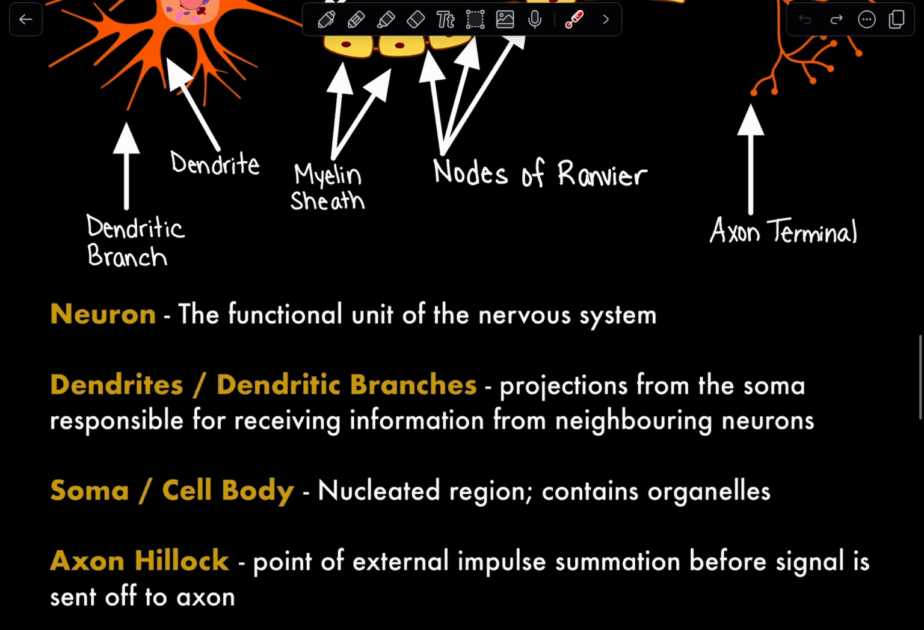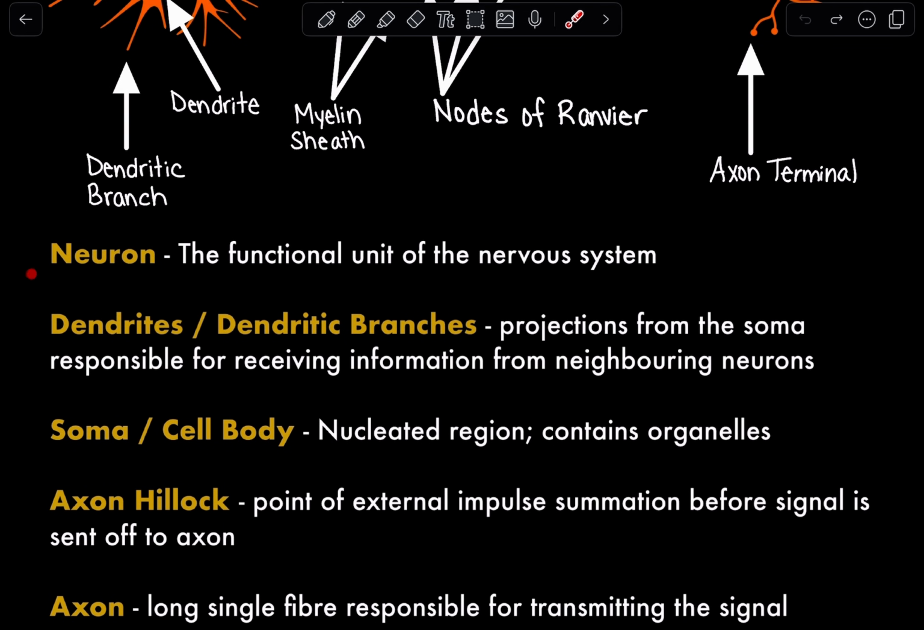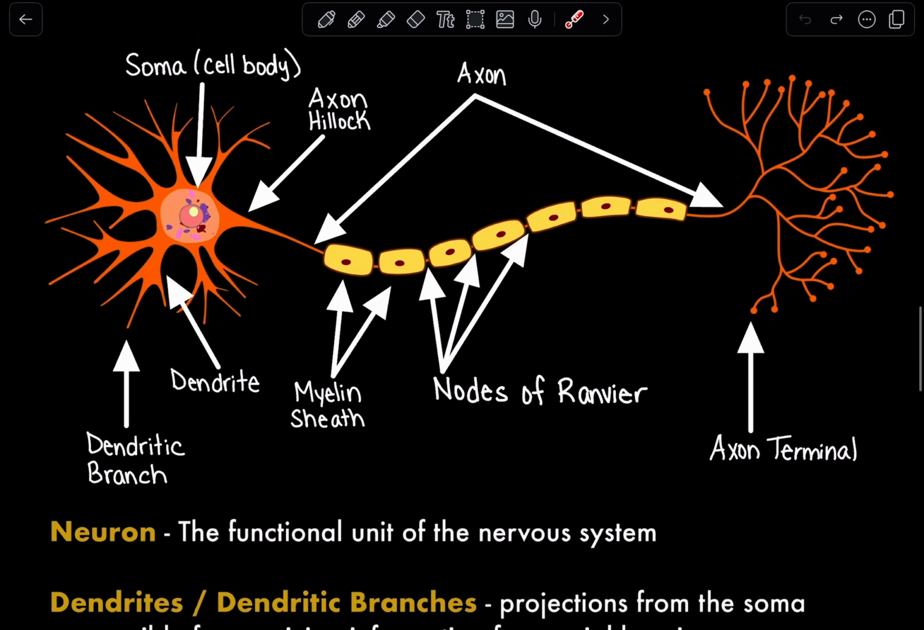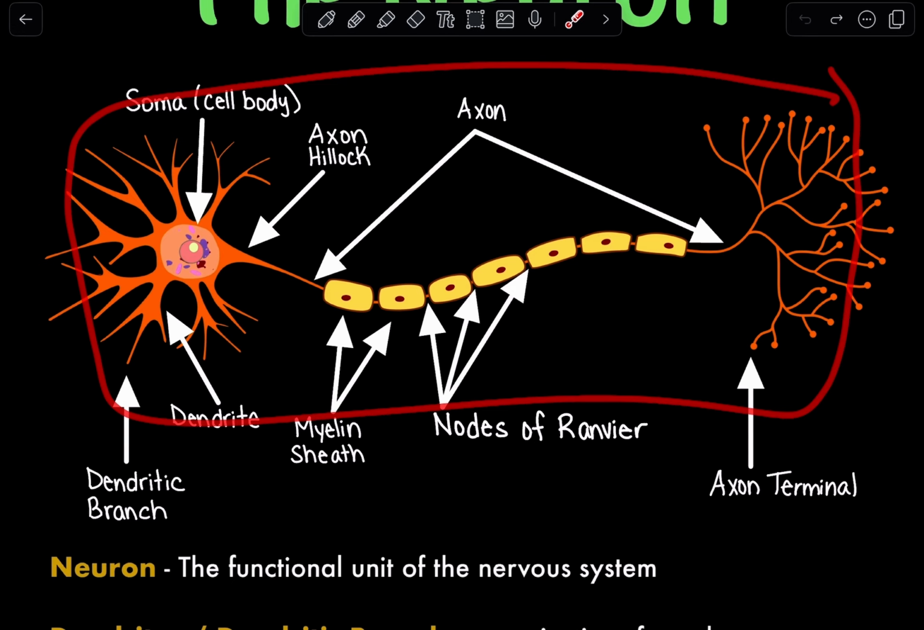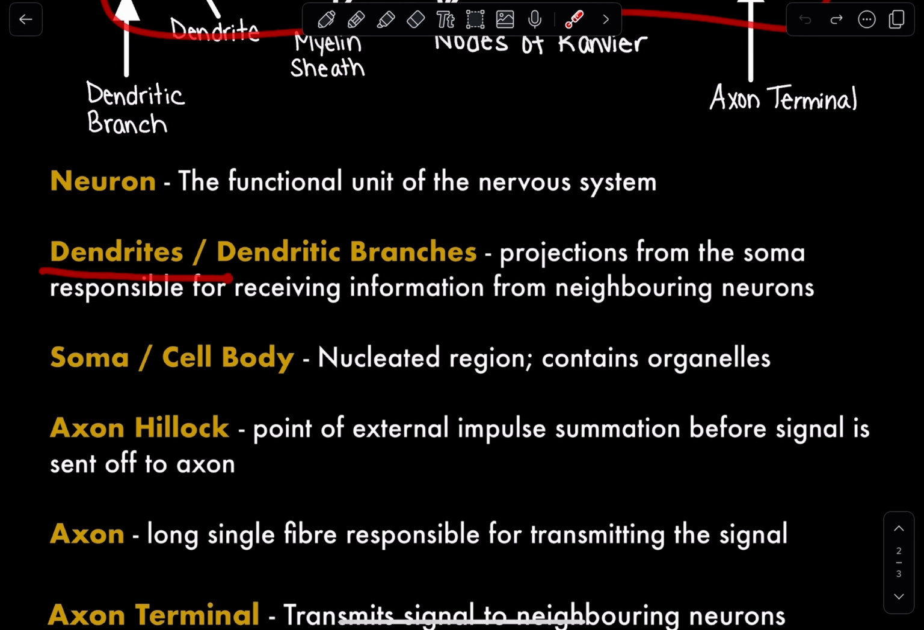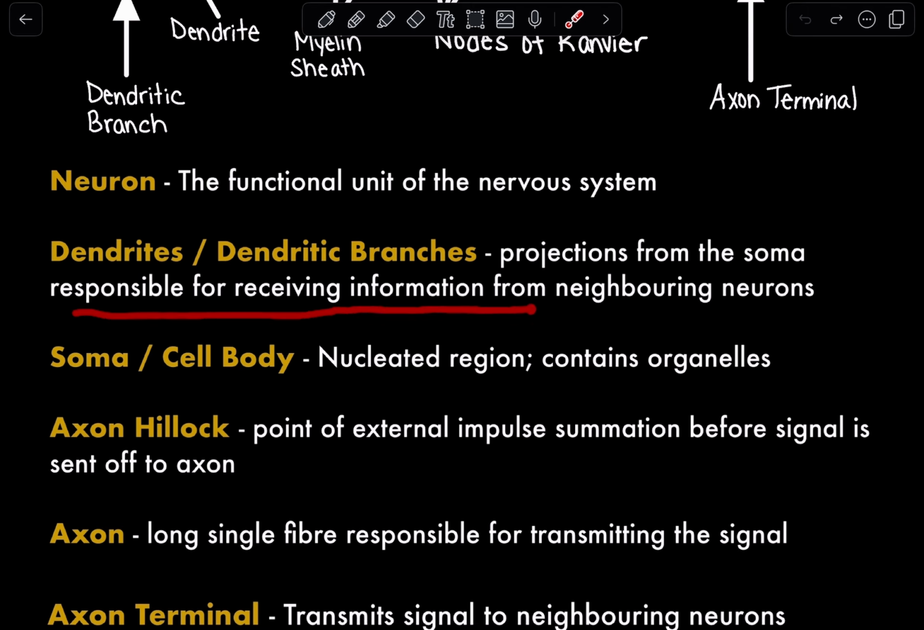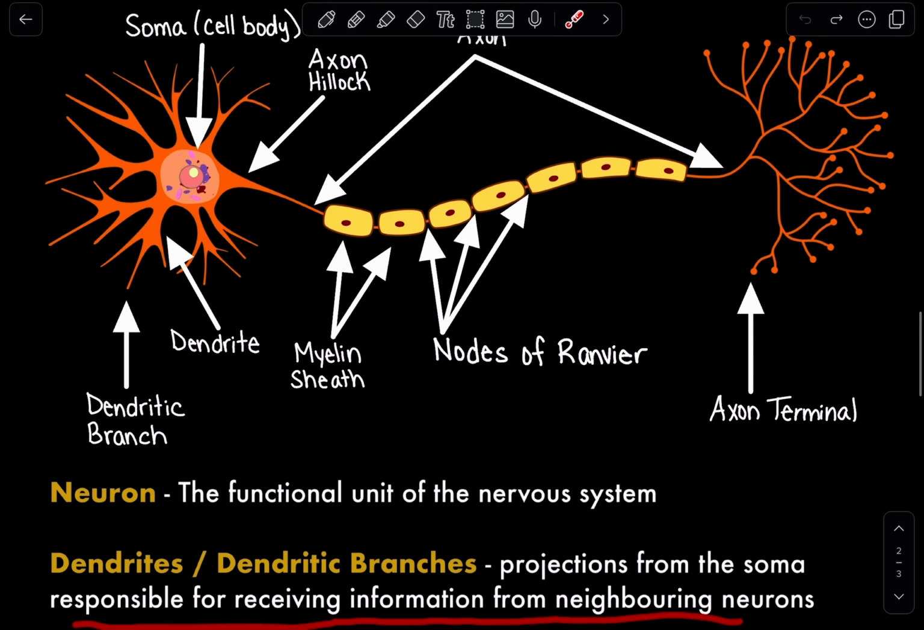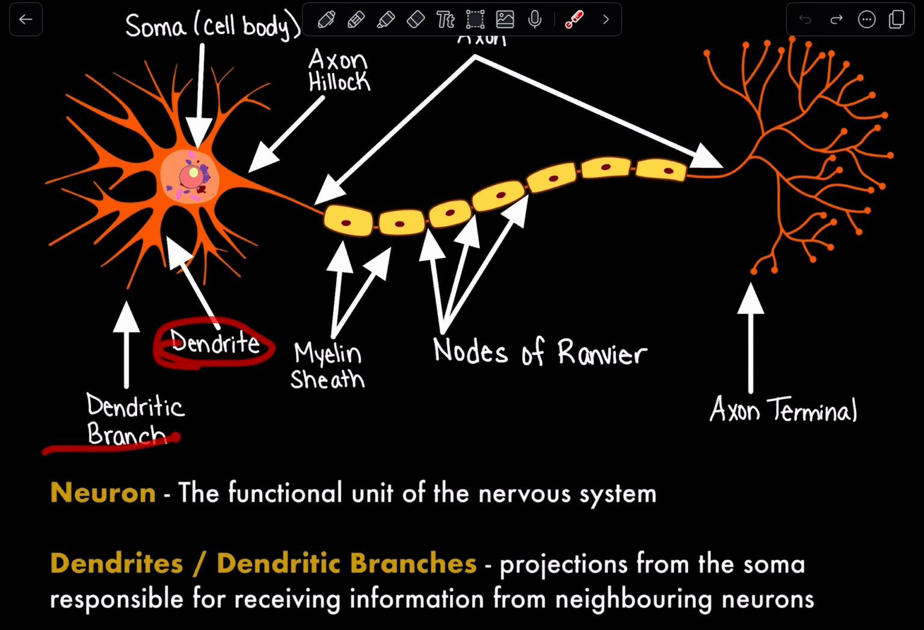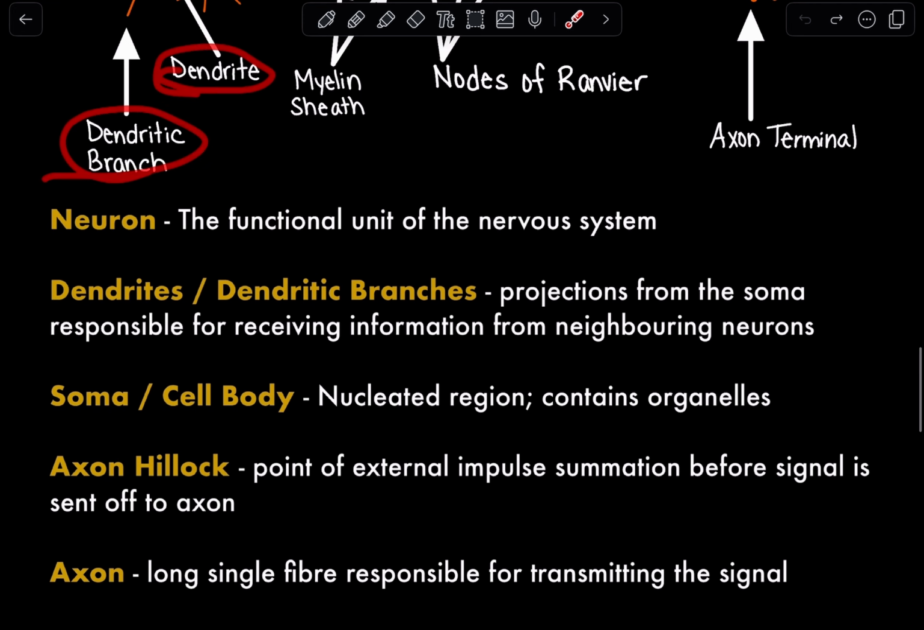Let's take a look at the definitions one more time. So, the neuron. The neuron is the functional unit of our nervous system, and this is the overall structure of our neuron. Then we have dendrites or dendritic branches, which are projections from the soma or the cell body, which are responsible for receiving information from neighboring neurons. So we have our dendrites and we have our dendritic branches. Then we have the soma, also known as the cell body, which is the nucleated region, and it's going to contain the organelles of the neuron.